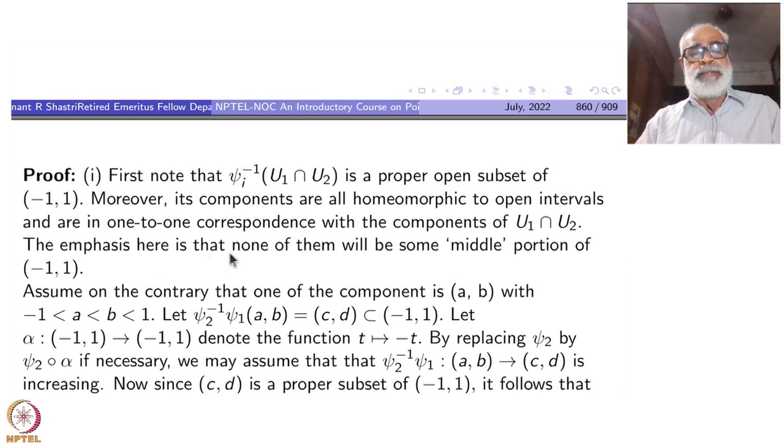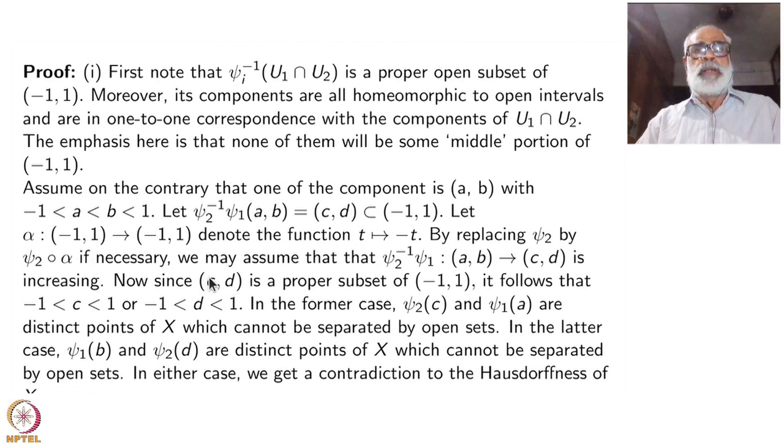The emphasis here is that none of them will be some middle portion of (-1, 1), with -1 < a < b < 1. That is not possible. Assume on the contrary that one of the components is of the form (a, b) with -1 < a < b < 1. Suppose it has happened; we want to say it doesn't happen. That means we have a middle portion here. Then look at psi 2 inverse of psi 1 of (a, b). That is some other (c, d), contained inside again (-1, 1).